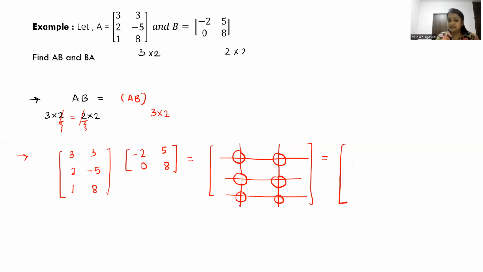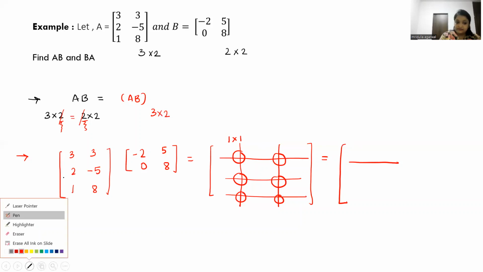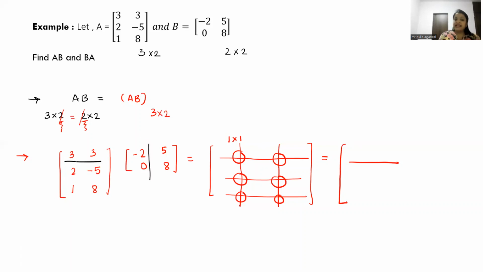Let us check how to fill those entries. The first entry is at which position? It is first row, first column. Always it is row first, and then column. We'll take the row from the first matrix and the column from the second matrix. So it is 3 into -2, then plus first element with first, second with second, so 3 into 0.